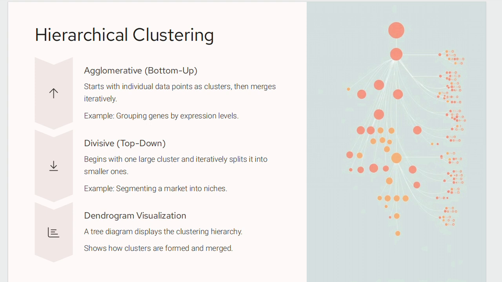Example, grouping genes by expression level. Second one is divisive, top down. It begins with one large cluster and iteratively splits it into smaller ones. Example, segmenting a market into niches. Third one is dendrogram visualization. A tree diagram displays the clustering hierarchy, showing how clusters are formed and merged.